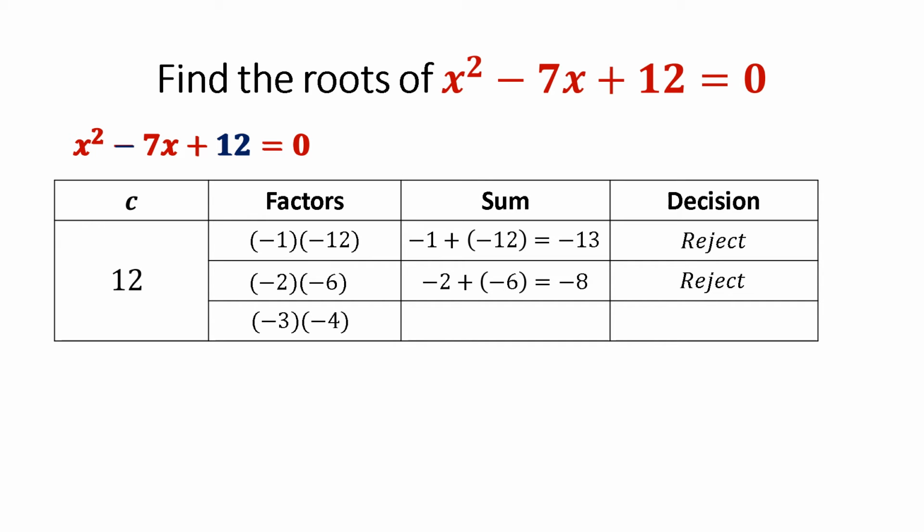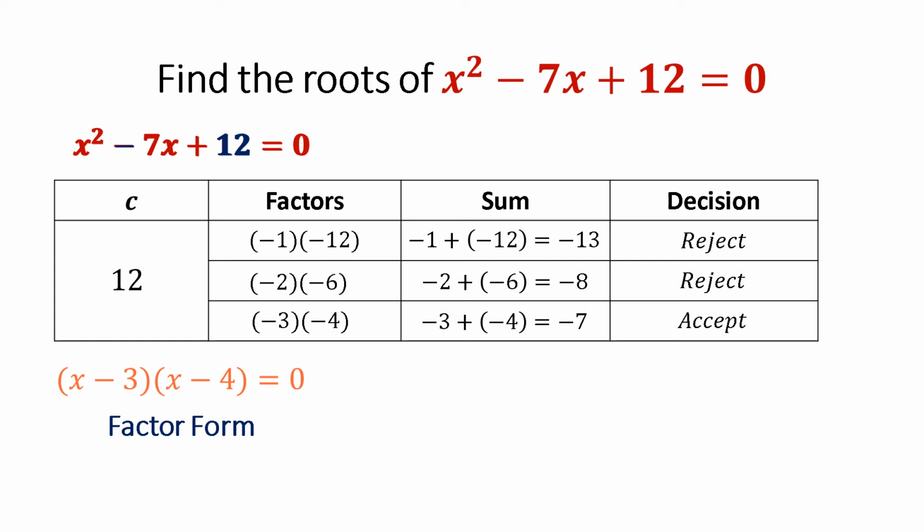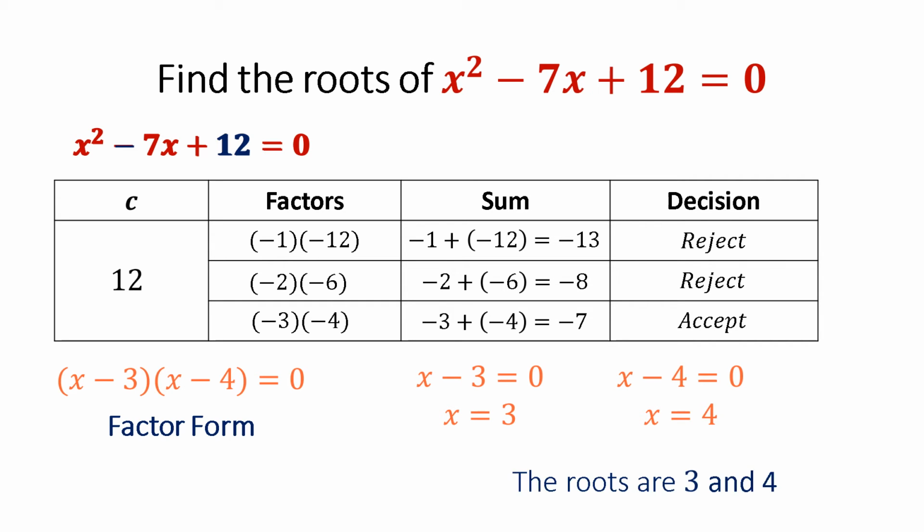Let's have this one. Negative 3 and negative 4. So negative 3 plus negative 4 is negative 7. So we need to accept that. So we write that in factor form. x minus 3 times x minus 4 is equal to 0. So once again, that's the factor form. With zero product property, x minus 3 is equal to 0. So x is equal to 3. And then the other one would be x minus 4 is equal to 0. Then x is equal to 4. So therefore, the roots are 3 and 4.